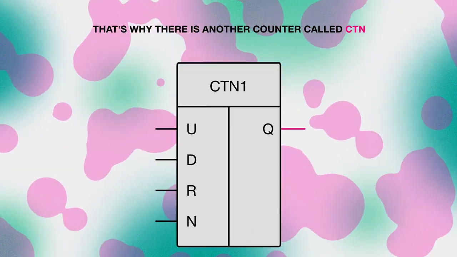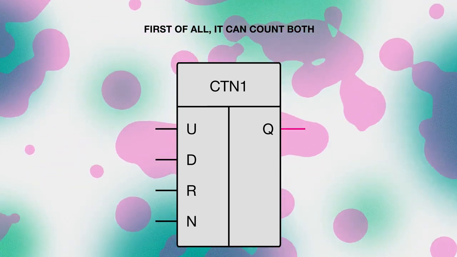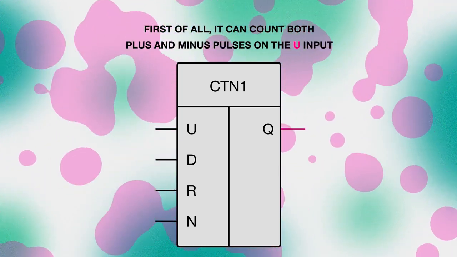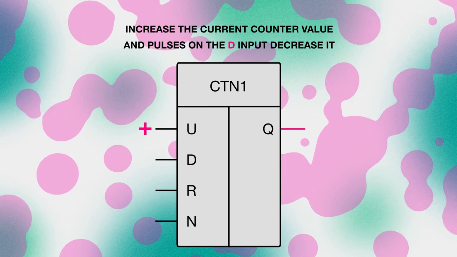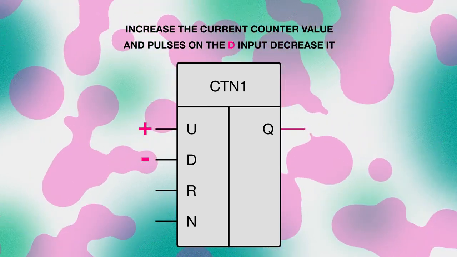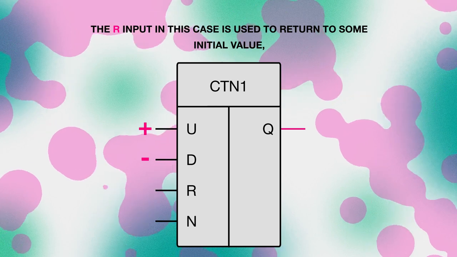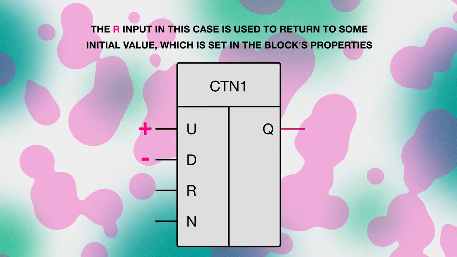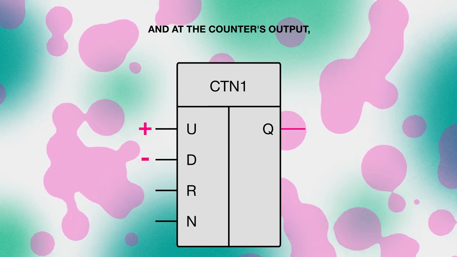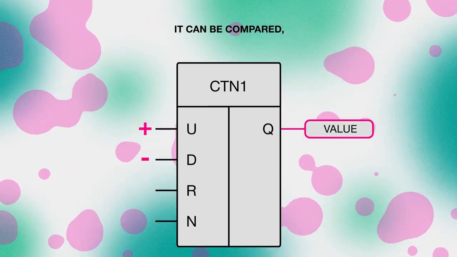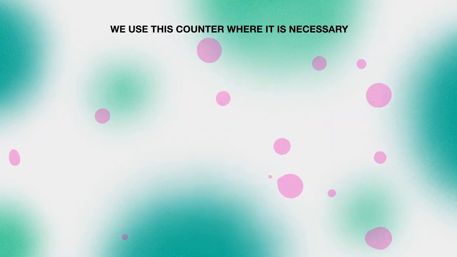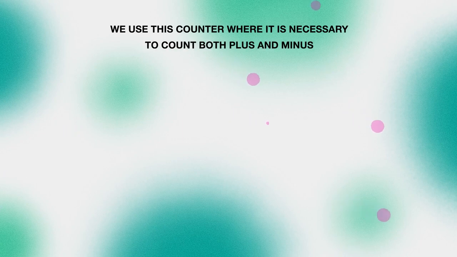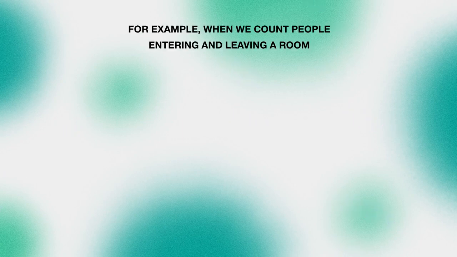That's why there is another counter called CTN. First of all, it can count both plus and minus. Pulses on the U input increase the current counter value, and pulses on the D input decrease it. The R input in this case is used to return to the initial value, which is set in the block's properties. And at the counter's output, you see the current value. It can be compared, for example, with some target, and let's say turn on a light bulb. We use this counter where it is necessary to count both plus and minus, for example, when we count people entering and leaving a room.